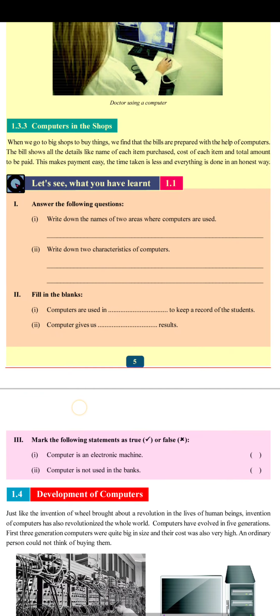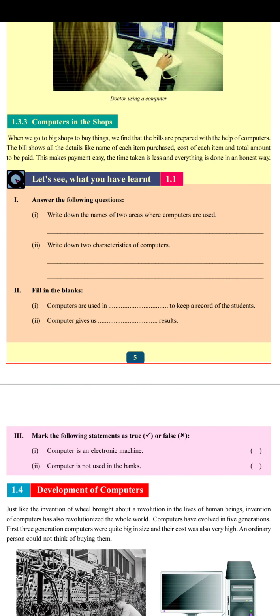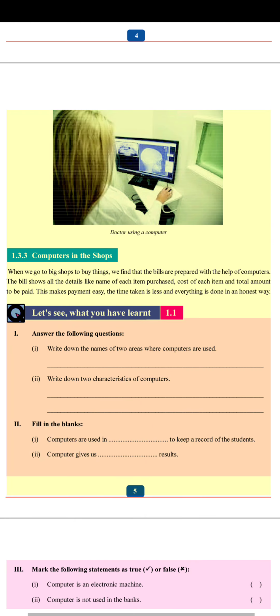1.3.3 Computers in the shops. When we go to big shops to buy things, we find that the bills are prepared with the help of computers. The bill shows all the details like name of each item purchased, cost of each item and total amount to be paid. This makes payment easy, the time taken is less and everything is done in an honest way.